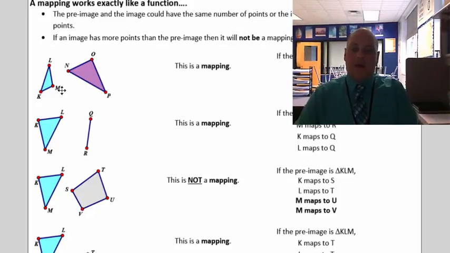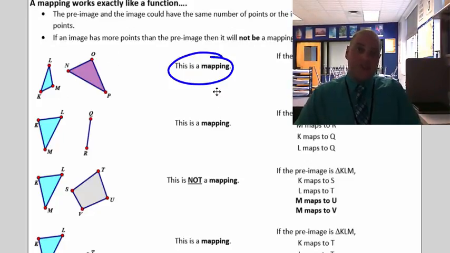See this example right here? This is a mapping, just like the other ones were a function. So it's either a mapping or not a mapping, okay? This is a mapping. Why is it a mapping? Because K maps to N, L maps to O, and M maps to P. Got it? Here, this is a mapping because M can map to R, K can map to Q, and L, what's L going to map to? Well, it doesn't matter. It maps to Q or R. So let's just say it maps to Q again. That's okay.